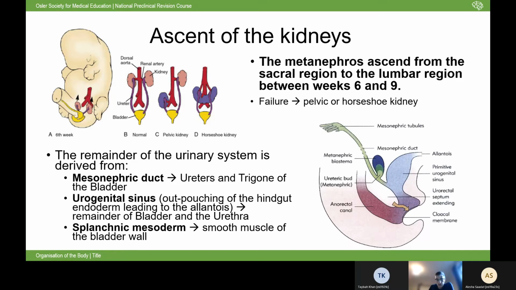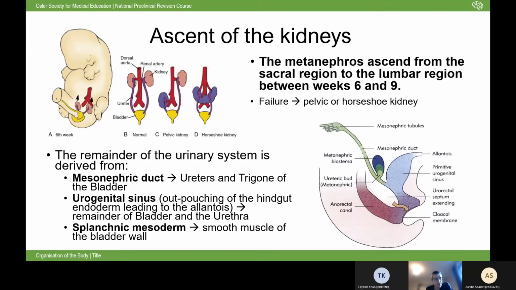And then here's a reminder of the rest of the urinary system. So the mesonephric duct forms the ureters that drain the collecting system of the kidney. They also form the trigone of the bladder, which is that triangle shape that has the openings of the ureters at the two poles that comes down to the opening of the urethra at the bottom.